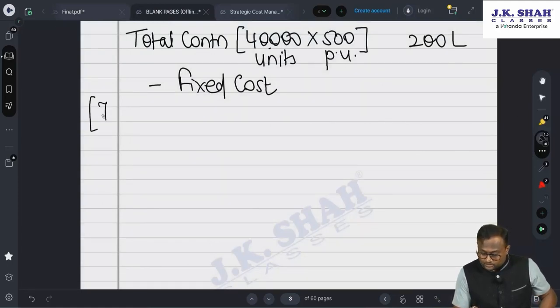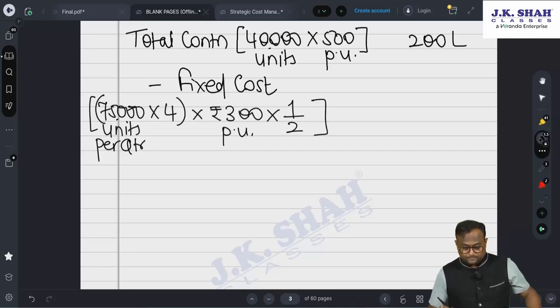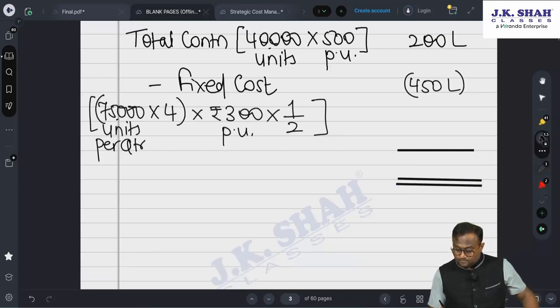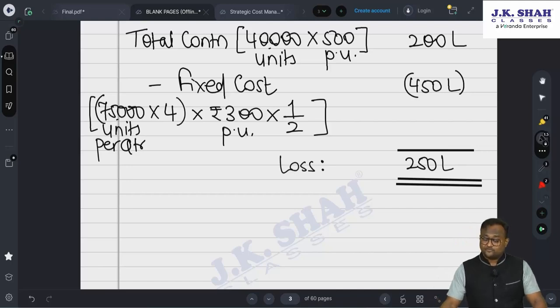See, I'll show you the calculation here. 75,000 units per quarter into 4. This is your quantity per annum into your absorption rate of 300 per unit, but we want only for half a fiscal, so around 450 lakhs. So this tells me that my loss is going to be 250 lakhs if I continue.